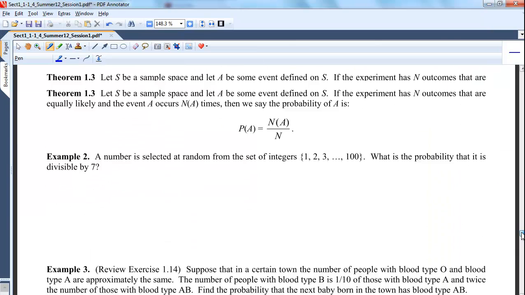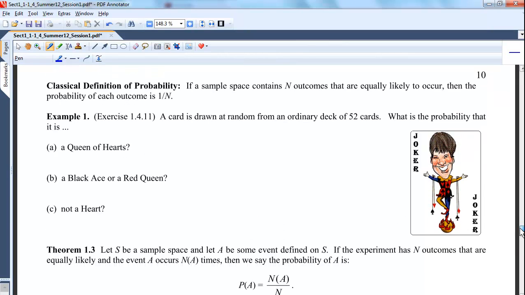This is just the classical definition of probability, in the sense that all I'm saying is if you have n equally likely outcomes in your sample space, then the probability of each of them is 1 over n. So imagine you have a fair deck of cards, 52 cards in a deck, and you randomly choose a card out. What's the probability you get a queen of hearts? There's only one queen of hearts in the deck, so this is 1 over 52.